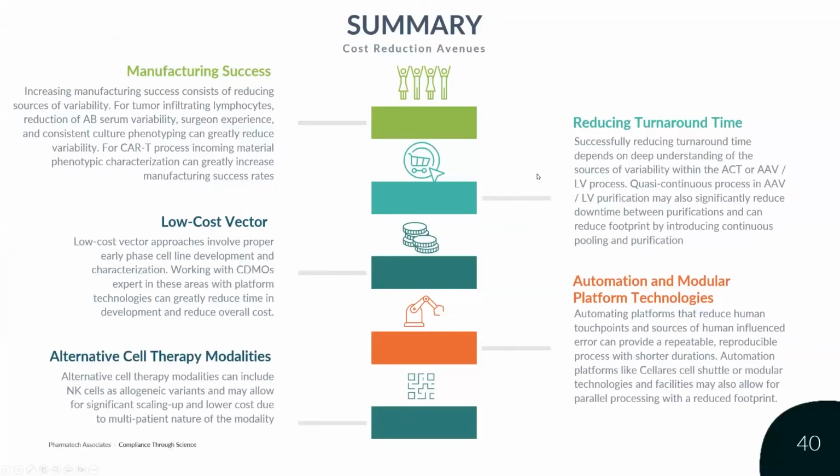And really, closing thoughts I'll leave you with are the five areas we've discussed. We discussed how to increase manufacturing success through phenotypic characterization and some low-cost vector approaches. The one thing I will emphasize here is that these are all interrelated. So your science organization, your development, and your manufacturing organizations really need to work in tandem to pursue all of these.